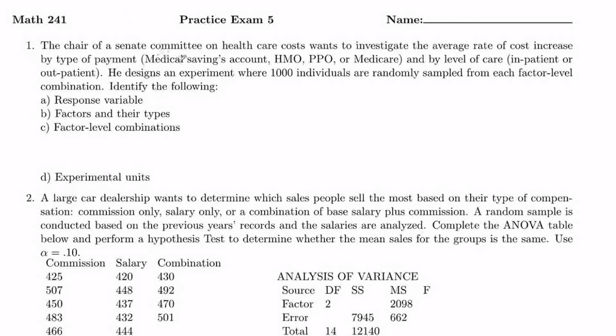In this first question, we have a Senate committee who is looking at healthcare costs here. They want to investigate the average rate of cost increase by type of payment. So the different types of payments are medical savings account, HMO, PPO, and then Medicare. And then also by level of care, inpatient or outpatient. So they designed the experiment with 1,000 individuals that are randomly sampled from each factor level combination.